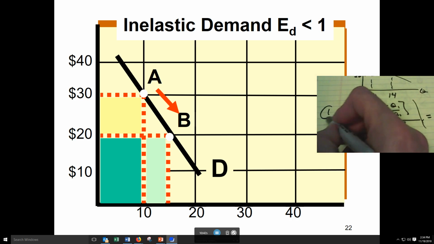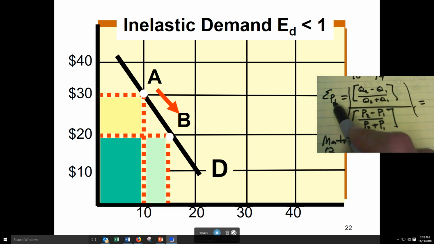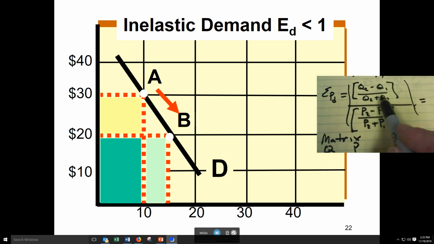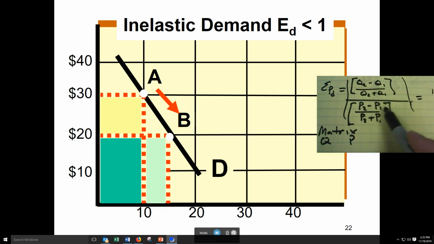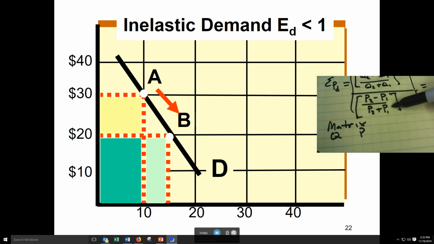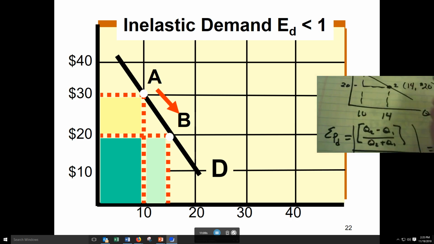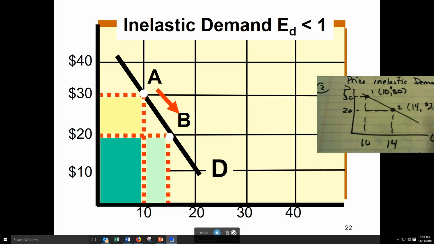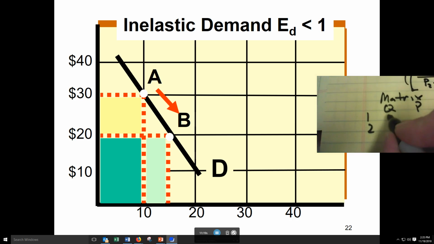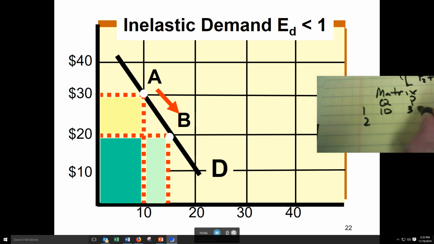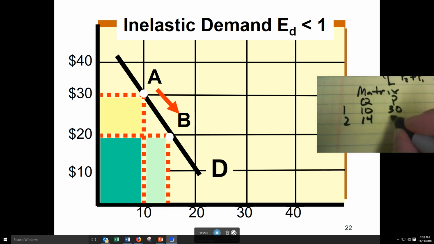So step 1, we're going to write down our equation. Price elasticity of demand is equal to the difference in quantity demanded divided by the sum, that goes in the numerator, divided by the difference in prices divided by the sum of the two prices, that goes in the denominator. Step 2, identify the 2 points: 10, 30, 14, 20. Now we're going to write our matrix. Quantity demanded at 1 is 10, price is 30. Quantity demanded at 2 is 14, at a price of 20.